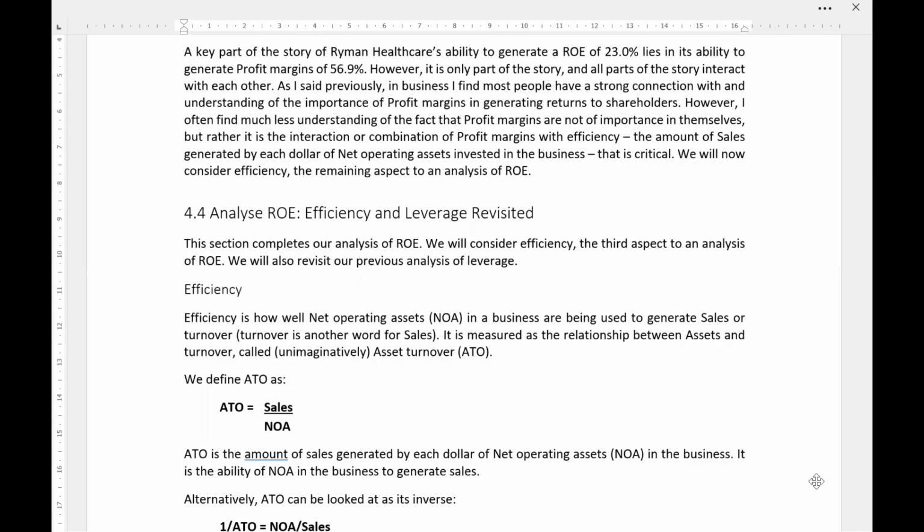As I said previously, in business, I find most people have a strong connection with and understanding of the importance of profit margins in generating returns to shareholders. However, I often find much less understanding of the fact that profit margins are not of importance in themselves, but rather it is the interaction or combination of profit margins with efficiency, the amount of sales generated by each dollar of net operating assets invested in the business, that is critical. We will now consider efficiency, the remaining aspect to an analysis of ROE, return on equity.